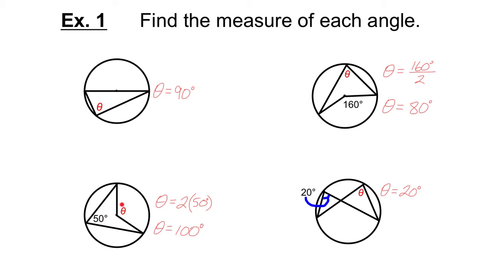This angle inside is half of this one. So that means theta must be 100 degrees. And here we have the bow tie pattern. So that means these corresponding angles must be equal, so theta is 20 degrees.